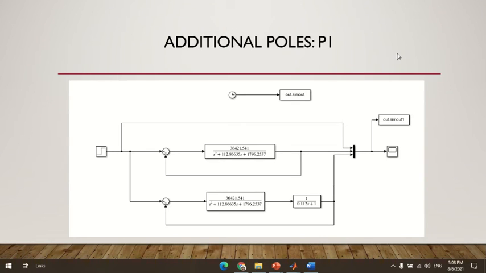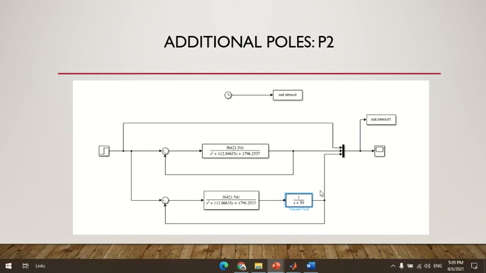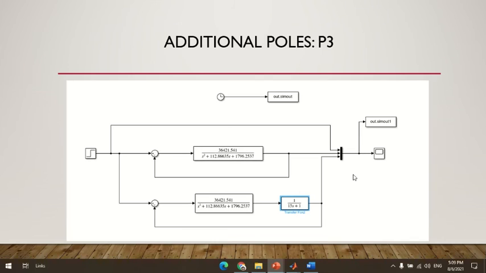So after we finish with the simulate model and we get the result, this is the example of the additional pole for the P1. We use the 0.1 s plus 1 at the transfer function for P1. Next we use s plus 50 for the P2, sorry, and for P3 we use 15s plus 1.